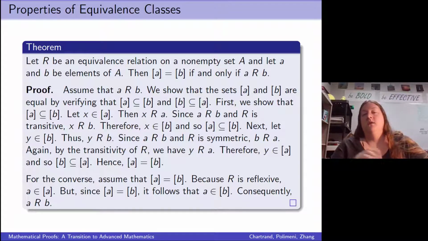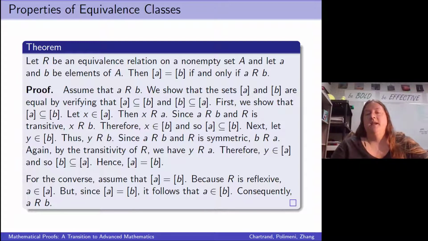Now, the equivalence class of a and the equivalence class of b are sets. And to show that two sets are equal, we can do that by showing both subset inclusions. So we'll first show that the equivalence class of a is a subset of the equivalence class of b. So we're going to let x be some element in the equivalence class of a. Well, then that means that x is related to a by the way we defined equivalence classes.